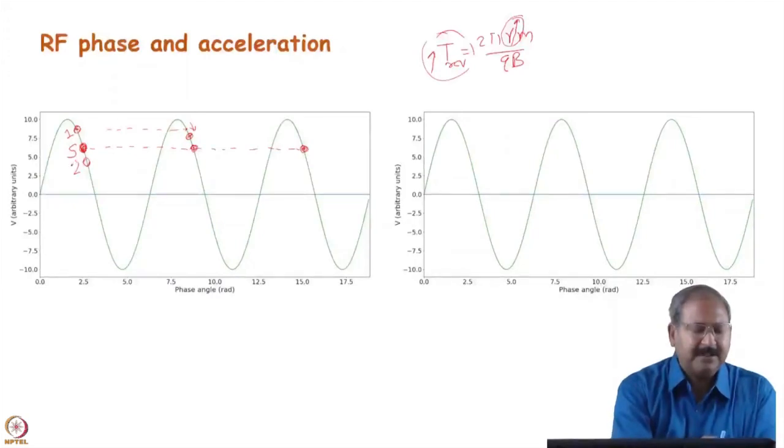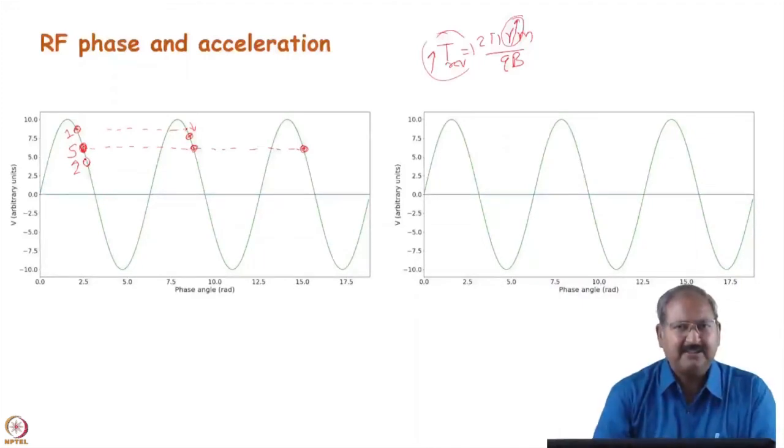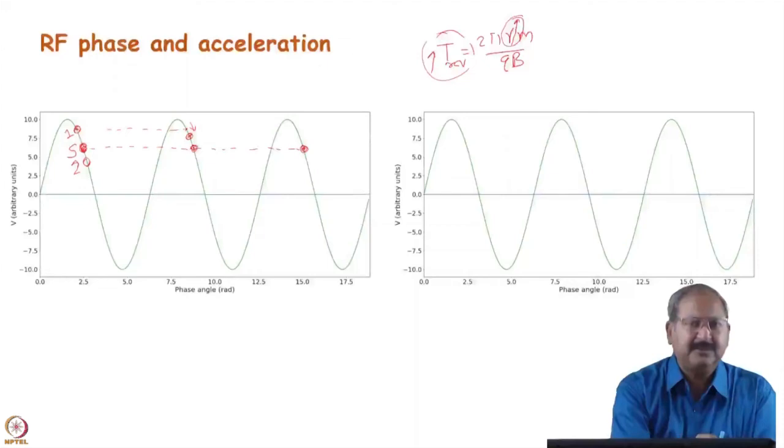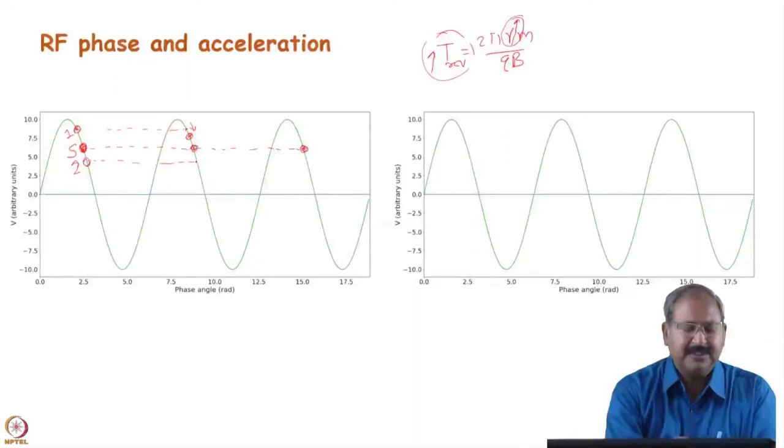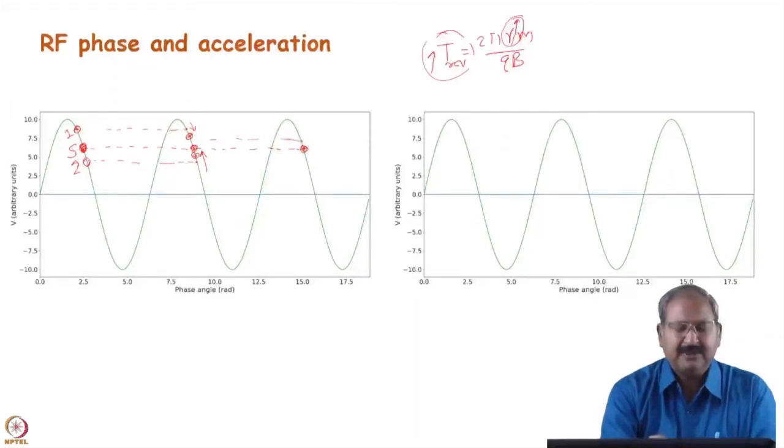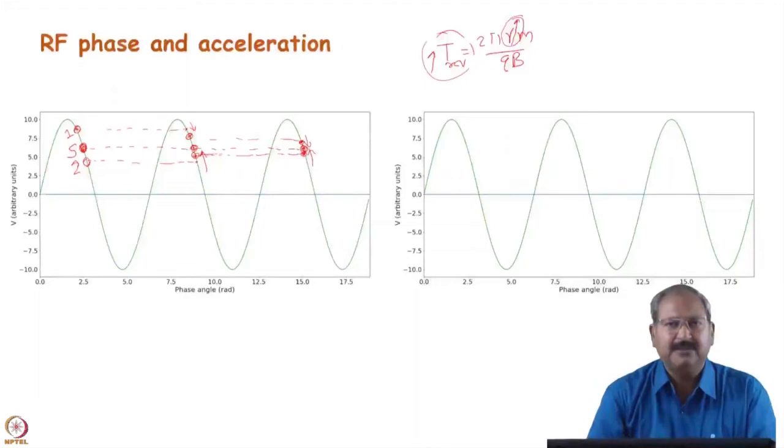Similarly for particle 2, we can see that its energy gain will be lower compared to the synchronous one. So it will move faster and come earlier. So instead of this, it will come on this phase. In the next cycle, again particle 1 takes higher energy, so it takes longer to revolve and comes here. And particle 2, again at lower energy than the synchronous one, moves faster and comes here. So all the deviated particles are coming closer to the synchronous phase.